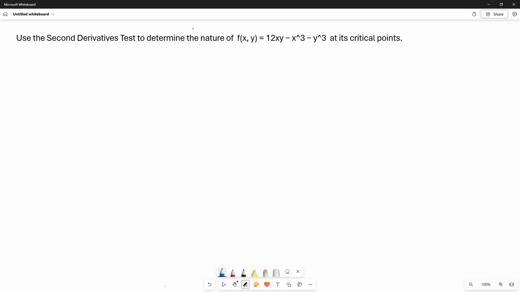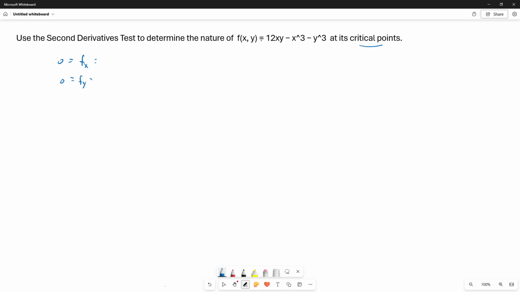Use the second derivatives test to determine the nature of the surface at its critical points. Our surface is f of x, y equals 12xy minus x cubed minus y cubed. First we have to find the critical points. These occur when f sub x is equal to 0 and f sub y is equal to 0. So let's do that first.